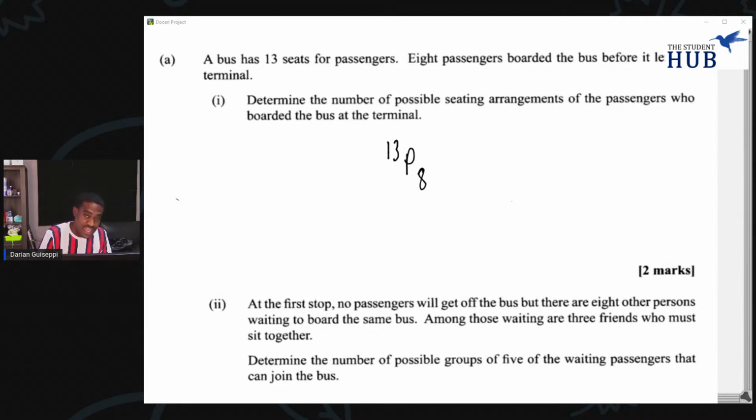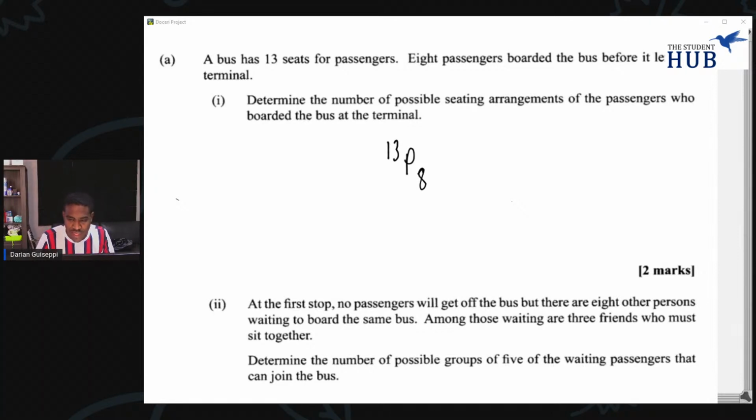So remember, we have 8 persons already in the bus. But when the bus makes its first stop, no passengers come out. So it still just has 5 spaces, because we have 13 seats, and 13 minus 8 would leave 5. So no persons came out of the bus, which contains 8 persons. So you just have 5 spaces.